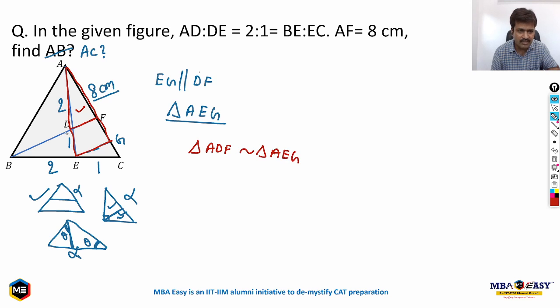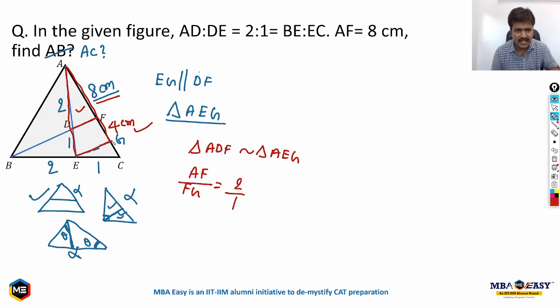So if this ratio AD is to DE is 2 is to 1, you can also say that AF is to FG will also be 2 is to 1. And AF we know it is 8 centimeters, so FG has to be 4 centimeters for this ratio to be 2 is to 1. So I know FG now.